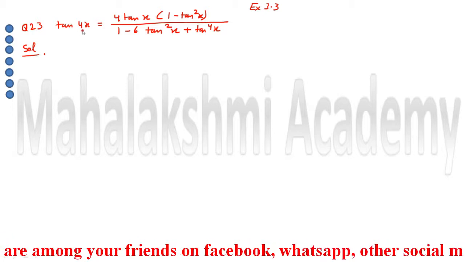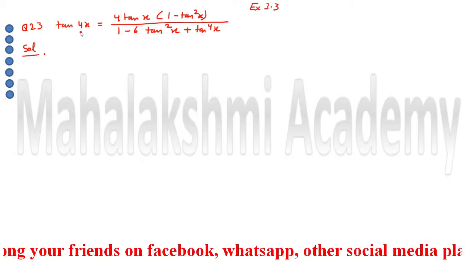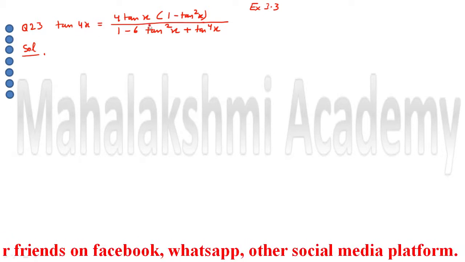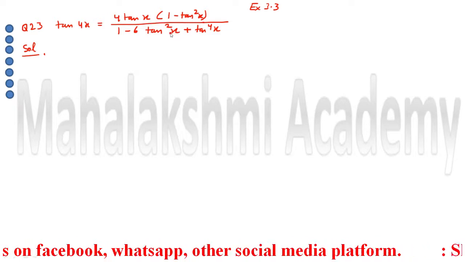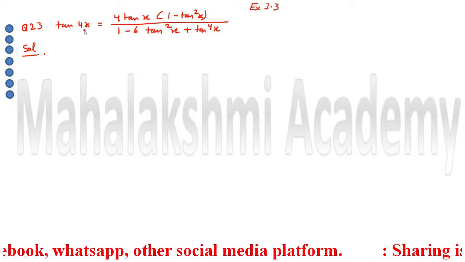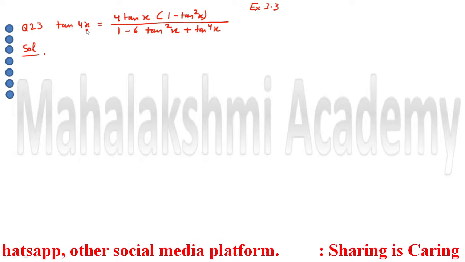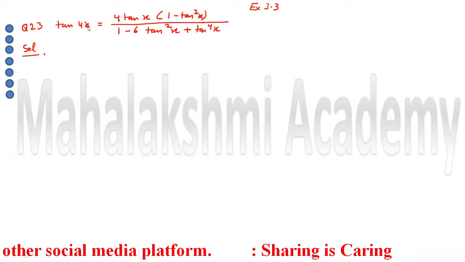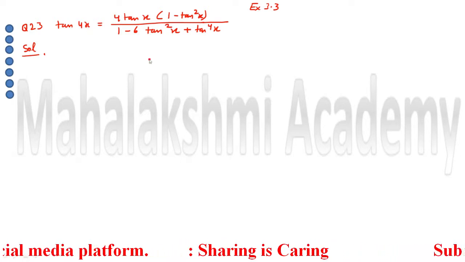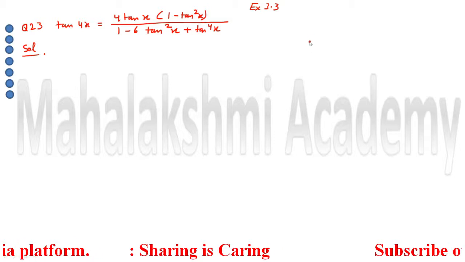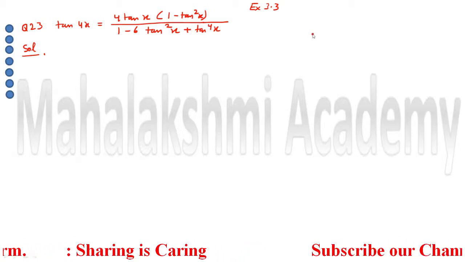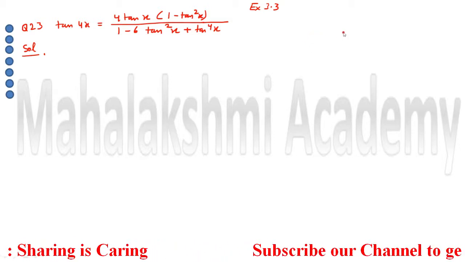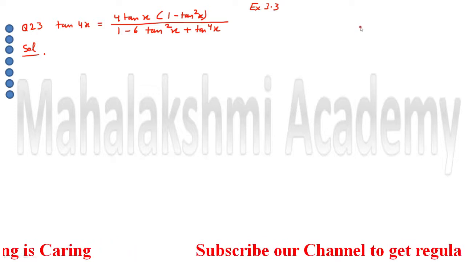On the left hand side the angle is 4x, but on the right hand side the angles are only x. Means they had simplified this 4x. So now we have to concentrate on the formulas, which formulas we know. Students, I already gave some notes for the formulas. Here I am writing one formula, the one I am going to use here.